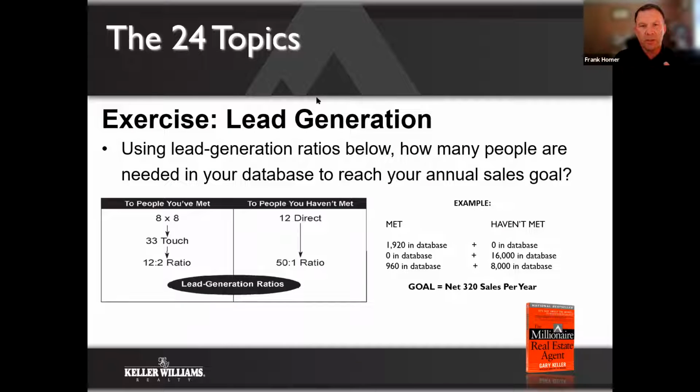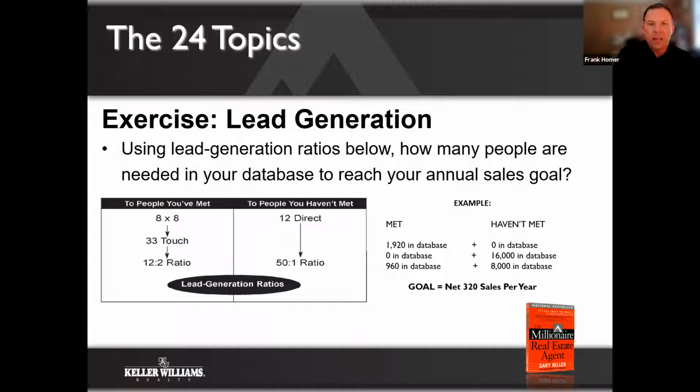But the main goal here is to look at the database and the return on the database, and you'll hear more of that conversation these days. Just the examples on the right here. So the goal is to net 320 sales per year. So at a 50-to-1 ratio, at 2% on the database, you need 16,000 people in your database to generate 320 sales per year.